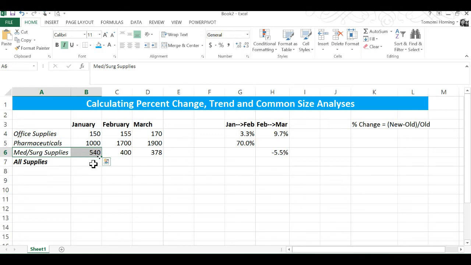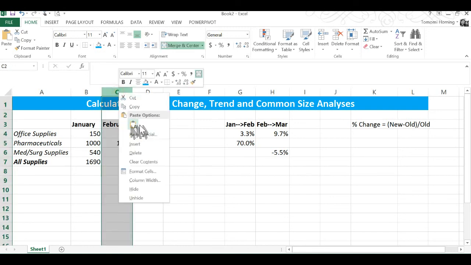Common size analysis, again, is kind of a percentage calculation, but not percent change. It's a percent proportion. So to do that, it's very simple. What we're going to do is first we need a total figure. So we're going to sum. You can use auto sum as well, or manually type the prompt for sum. So you need to know what the total supply spend is. So this 1690 represents 150 plus 1000 plus 540.